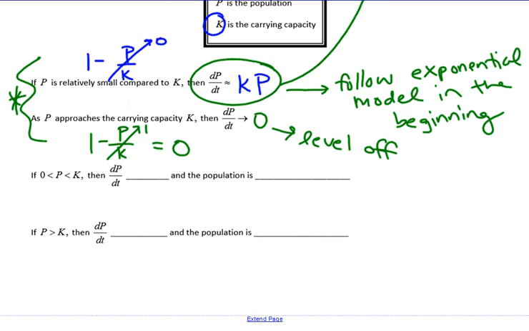All right, and something else going along with that: if P is less than K, then the rate of change is greater than 0, and the population is increasing. So if my initial population is smaller than the carrying capacity, then my population should increase. And if the population is greater than the carrying capacity, then my population is going to decrease.